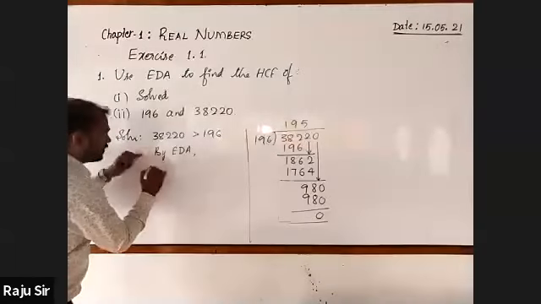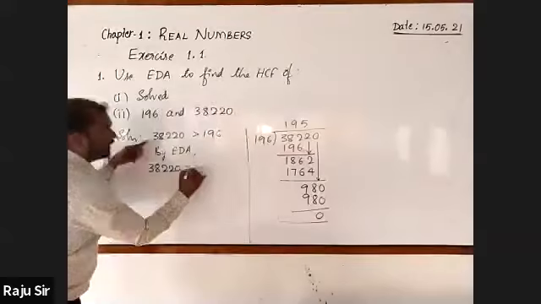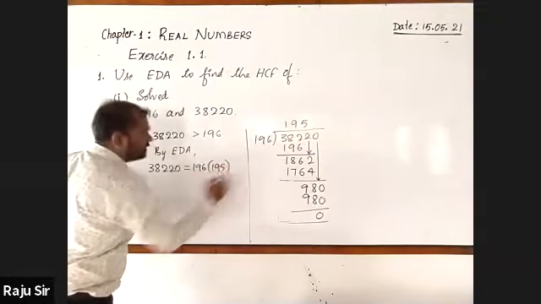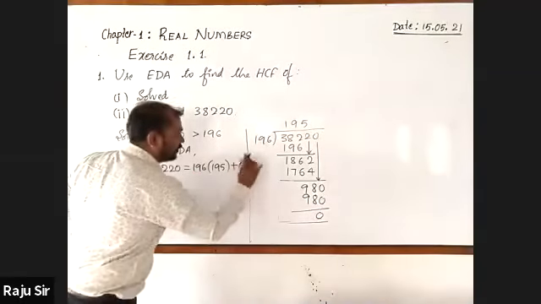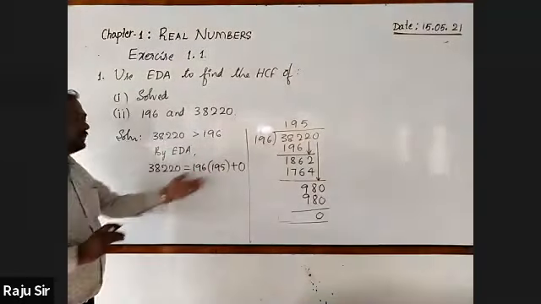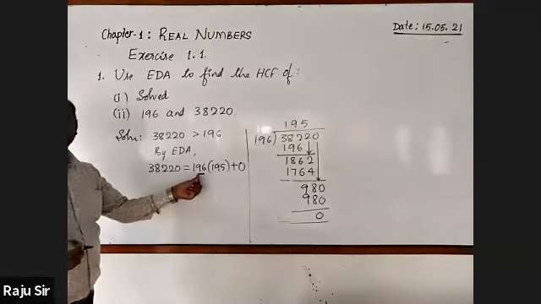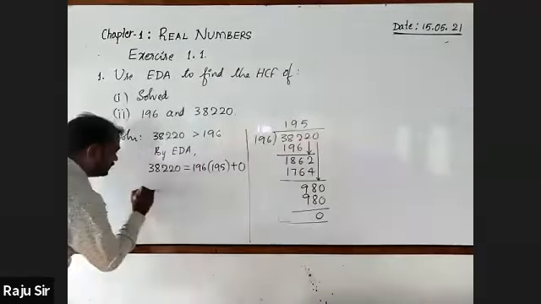Yes, sir. Okay. Now, let us write 38,220 as 196 into 195 plus 0. In one step only we have got the answer. So the remainder is 0. Therefore, 196 will be the HCF. Now you write HCF of 196 and 38,220 is 196.